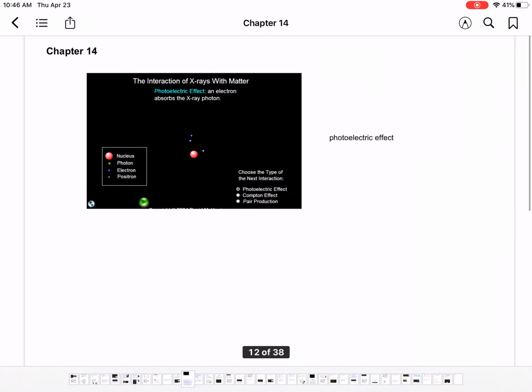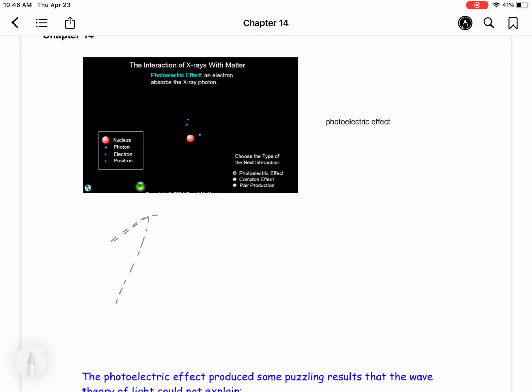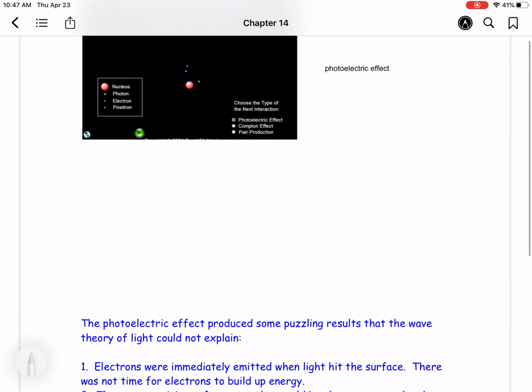So check out this video here, you guys. There's this little website. It doesn't work on my iPad, so I can't pull it up, but it does work on the Chromebooks generally, depending on if you're updated. Check it out, the photoelectric effect. Check out the Compton effect for a little bit as well.